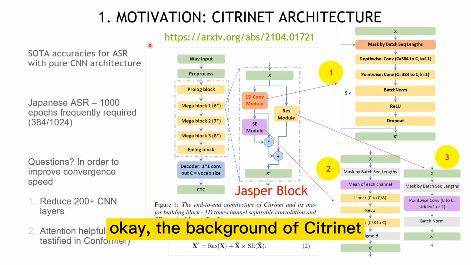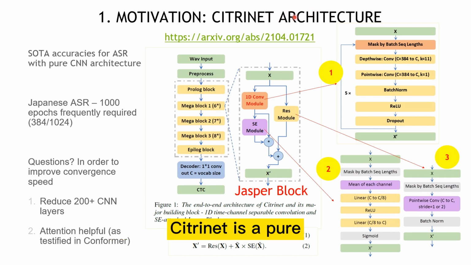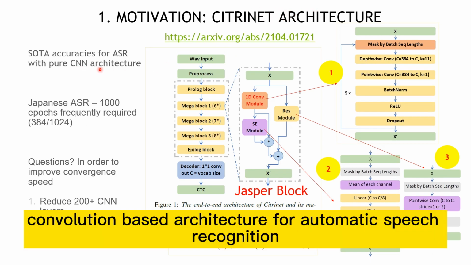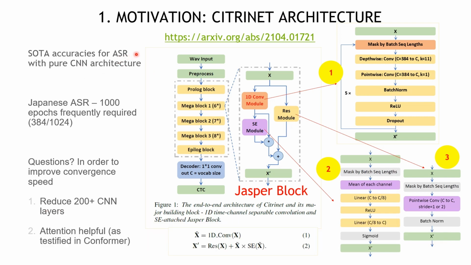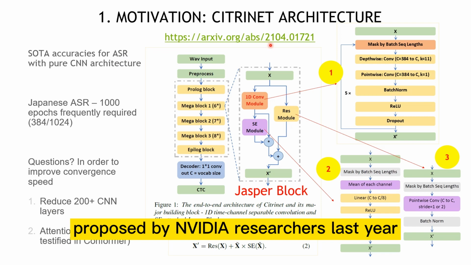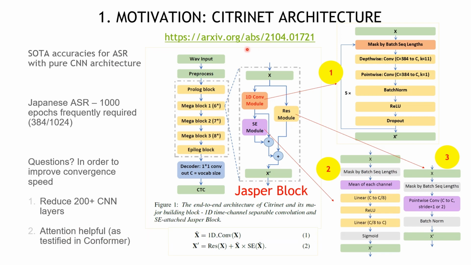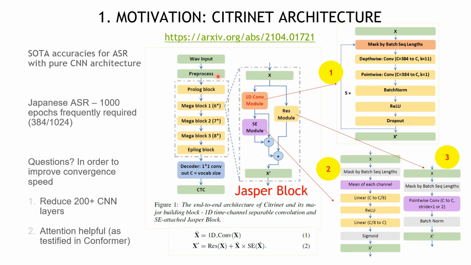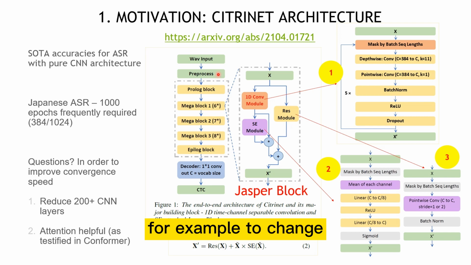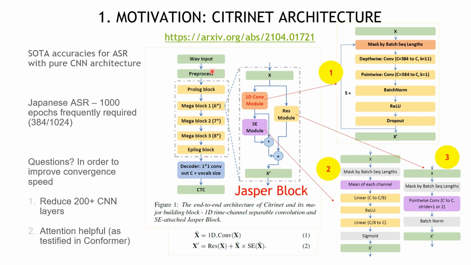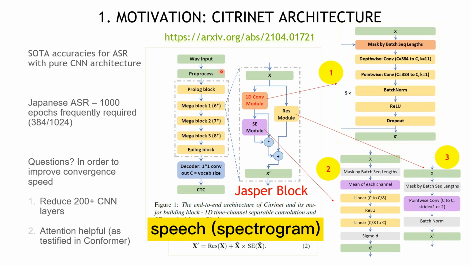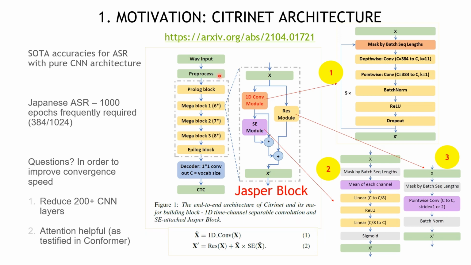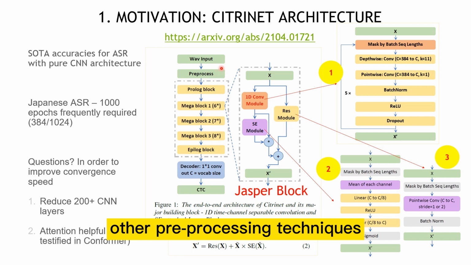Okay, the background of Citrinet. Citrinet is a pure convolution-based architecture for automatic speech recognition proposed by NVIDIA researchers last year. In this architecture, there are several parts. So wave input preprocessing, for example, speech augmentation and other preprocessing techniques.